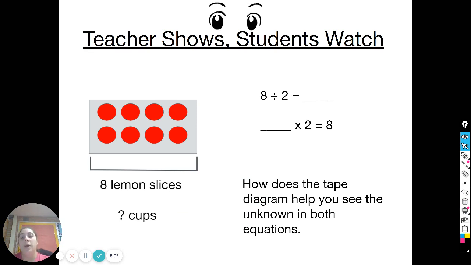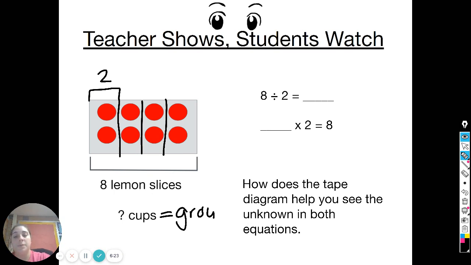Okay, so let me just get these lines back in here. We made groups of 2. All right, and so our unknown is still the number of cups, which is our number of groups. We know our total. We know the size of each group.